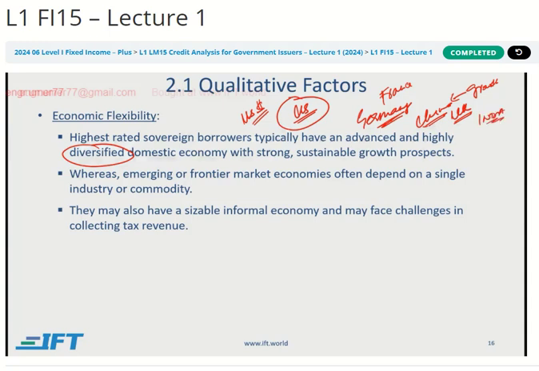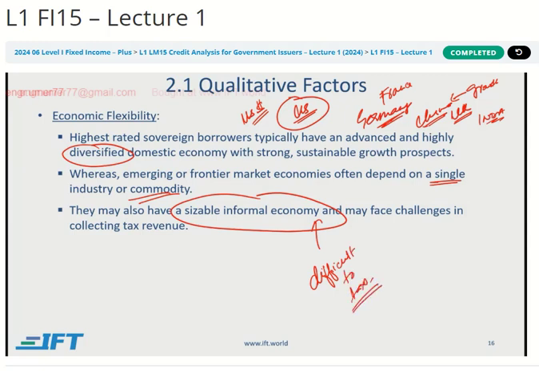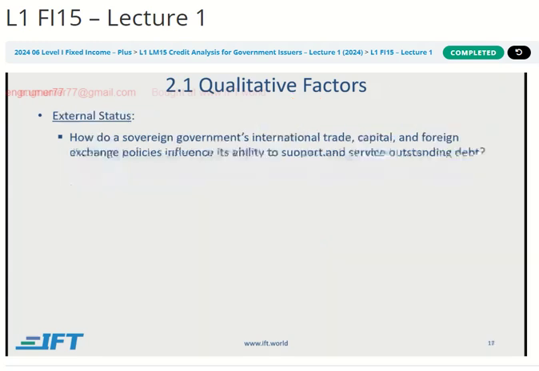So what we like to see is diversified economies and no focus on a single commodity or industry. Plus, we don't want a sizable informal economy because it's difficult to tax, right? Black market, informal economy. It's very difficult to tax this sector because the visibility is low. So how are you going to tax a sector in which you don't know what's going on? We don't like that as investors.